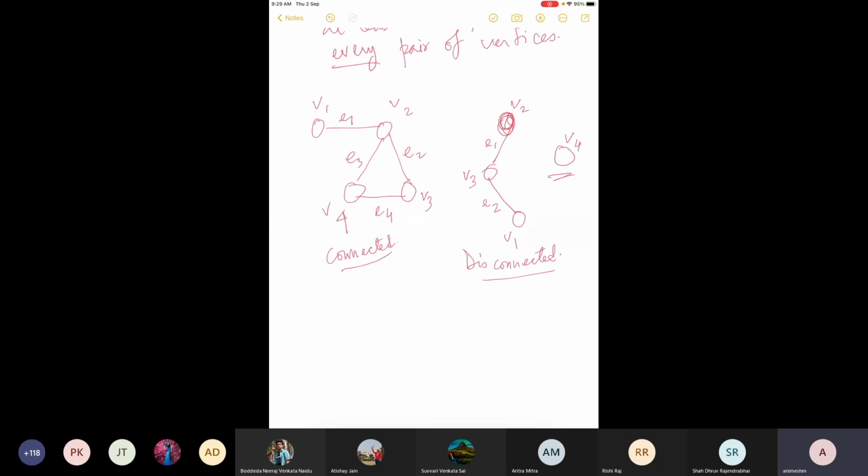Every pair means we choose any two vertices, and there must be an edge between them. Not an edge, a path. If you choose every pair of vertices and there is an edge between them, then that's a complete graph.